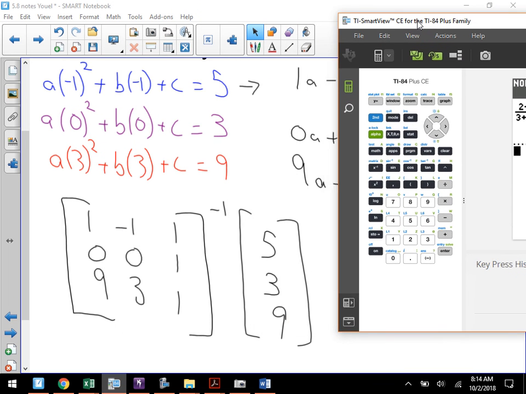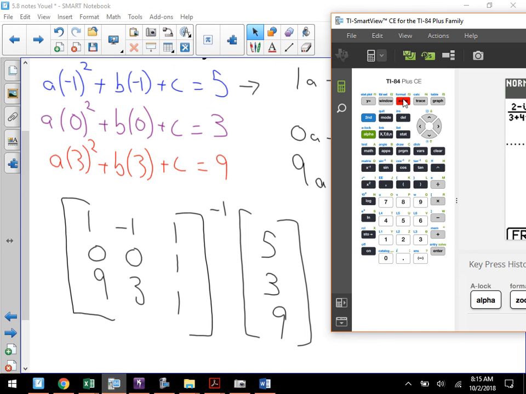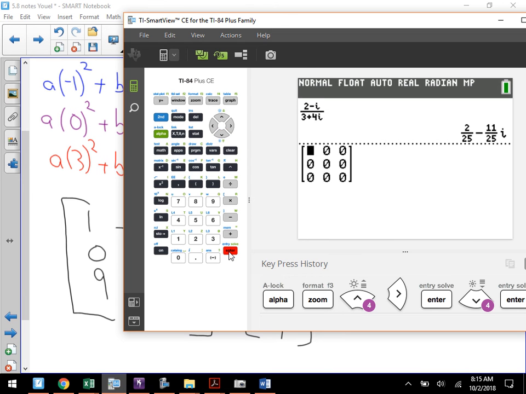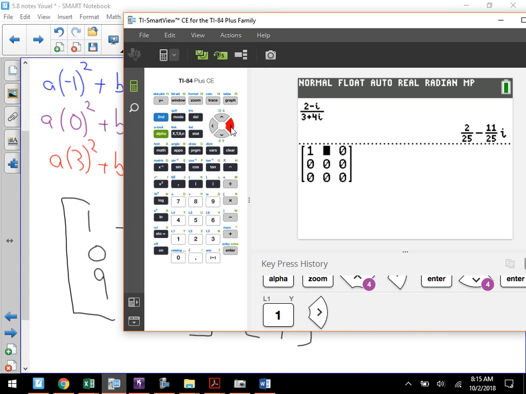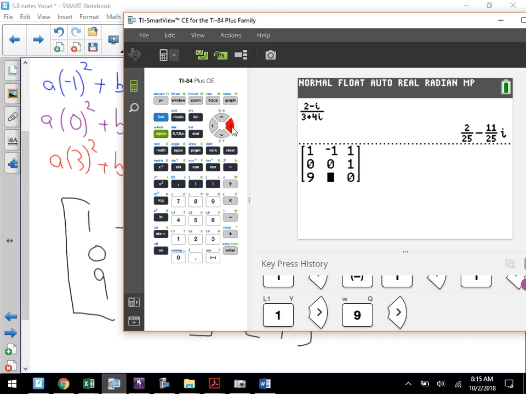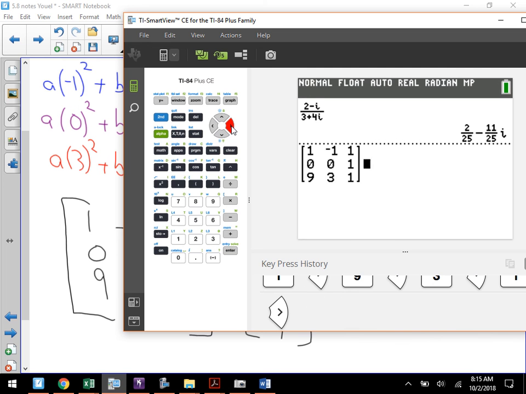So let's see here. Alpha zoom. I kind of have to see what I'm typing. And then what we have? 1, negative 1, 1. Make sure you use the negative symbol, not the minus symbol. 0, 0, 1. And then 9, 3, 1. Then, remember we used the inverse button, the x to the -1? And then we created one more matrix, 3 rows, 1 column.